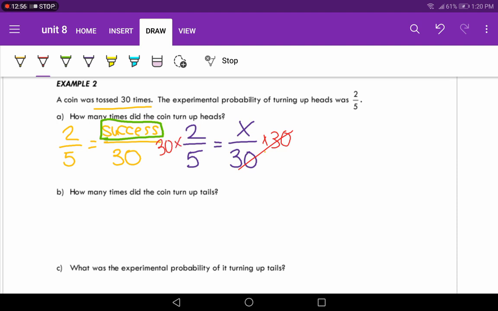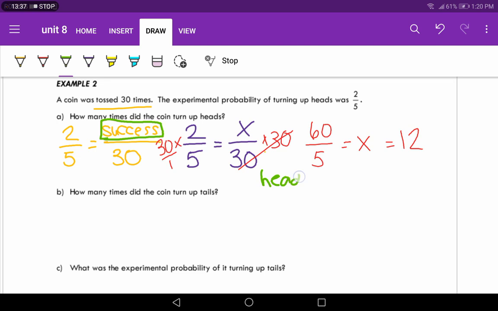So now I have 30 times 2 over 5, right? When we're dealing with fractions, any whole number that we have, we just put it over 1. We multiply the numerators, multiply the denominators. So 30 times 2 is 60, and 5 times 1 is 5. So 60 over 5 equals x. But if I divide those out, I will see that 60 divided by 5 is 12. Okay, so that means heads came up 12 times.